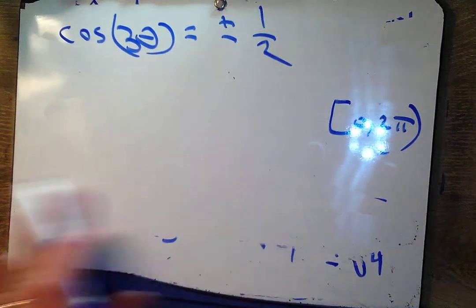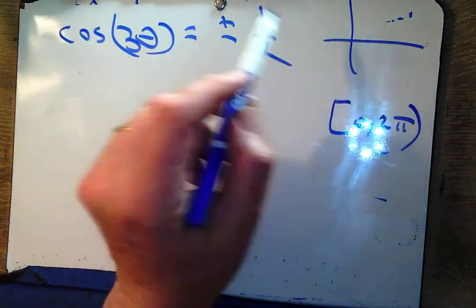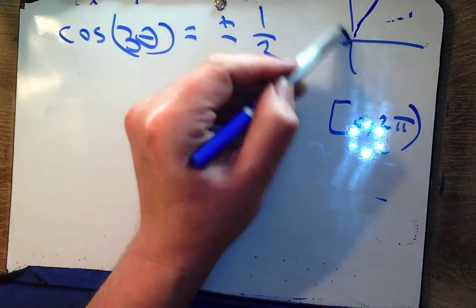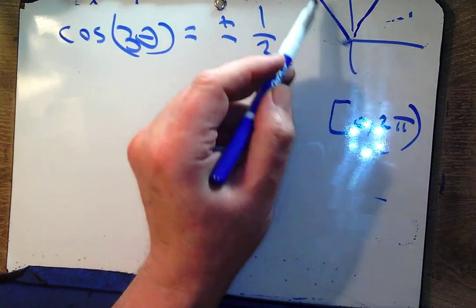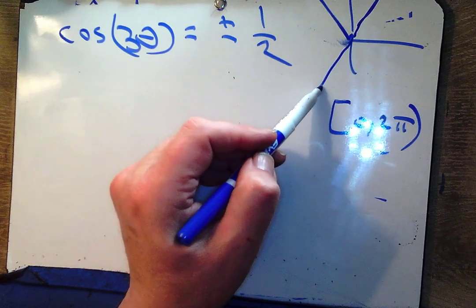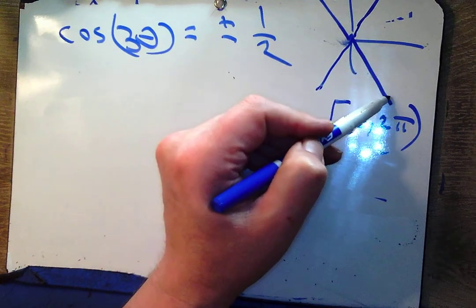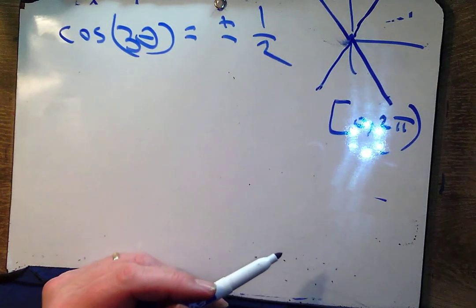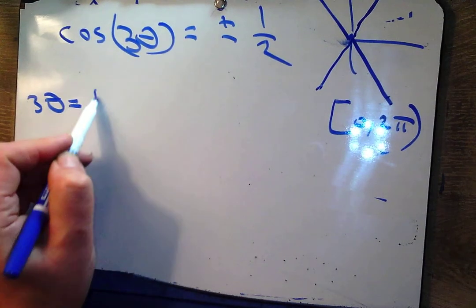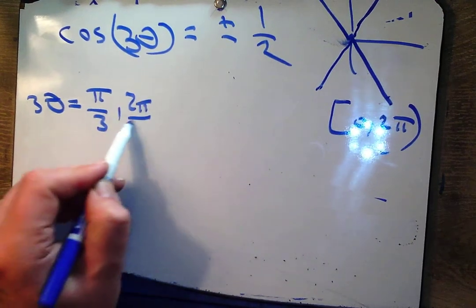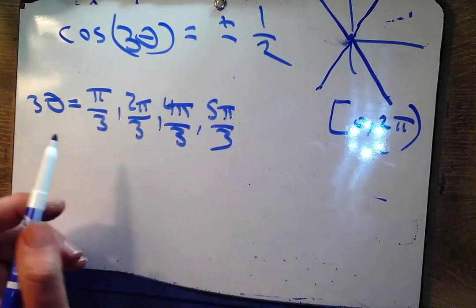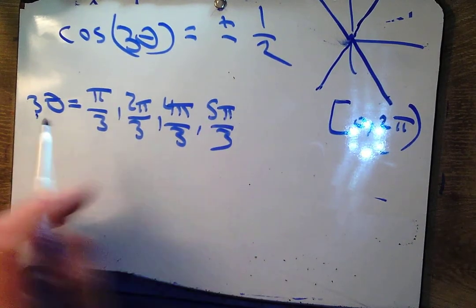Okay, well, I can figure that out. I know that cosine is 1/2 here at pi over 3, and negative 1/2 here at 2 pi over 3. And here at 4 pi over 3, we have cosine equal to negative 1/2. And again, cosine is positive 1/2 here at 5 pi over 3. And so I'm saying 3 theta is pi over 3, 2 pi over 3, 4 pi over 3, and 5 pi over 3. However, I have to go around 3 times picking up solutions.